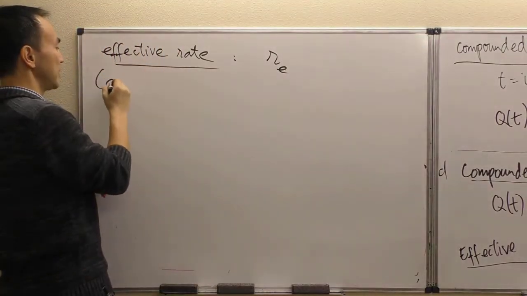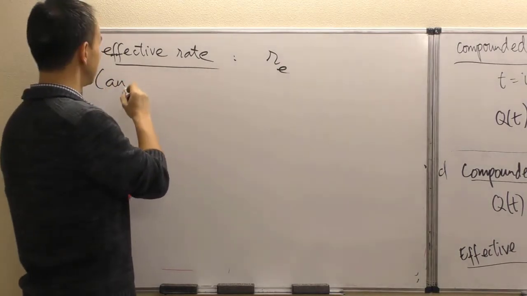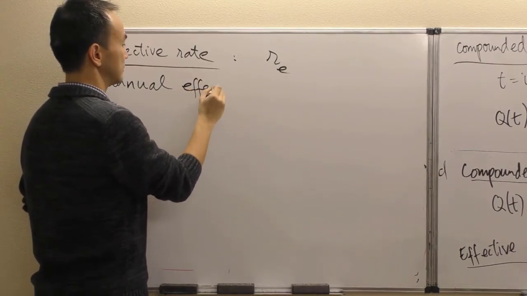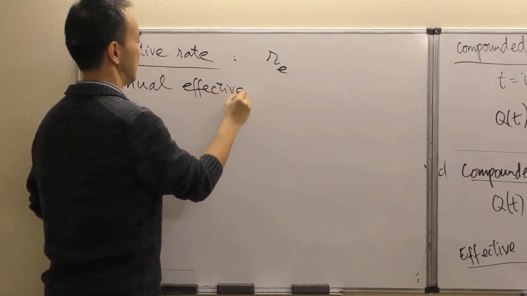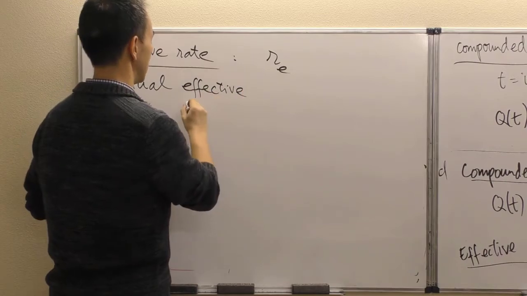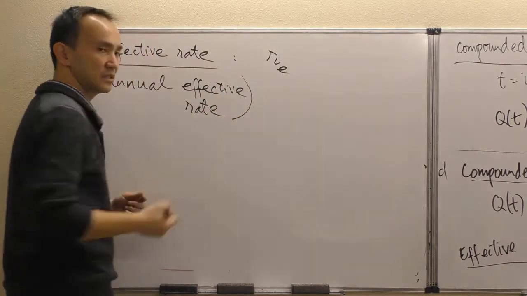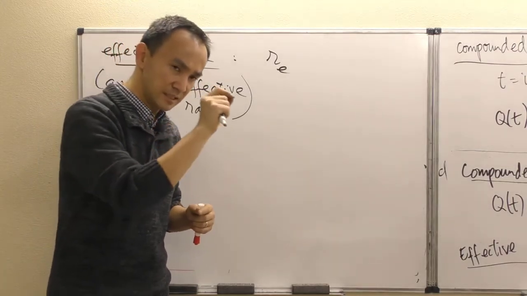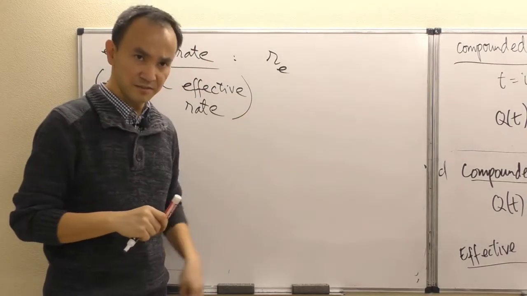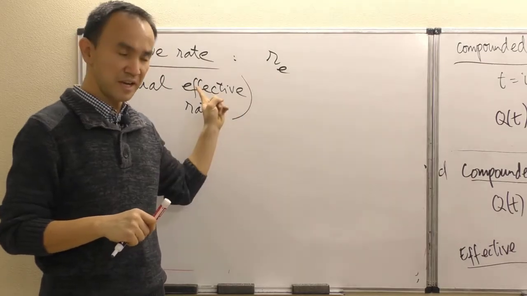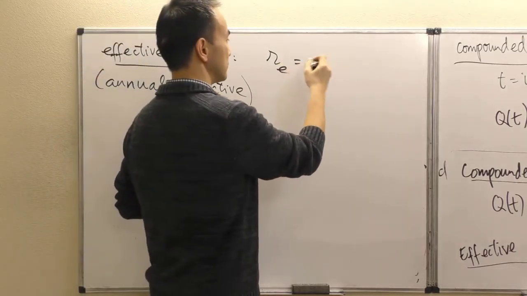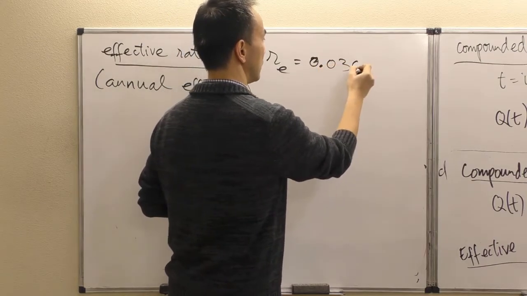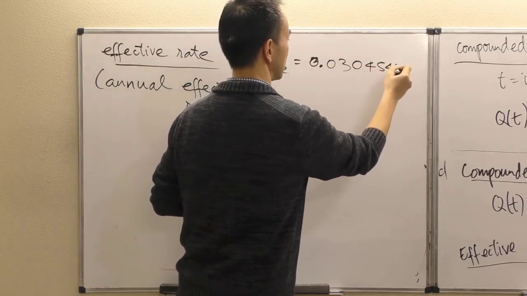Now more specifically, annual effective rate. It's simply because in our problem the default time period was in year, so we pay attention to that. But now this is 0.034545, okay, and a lot longer.